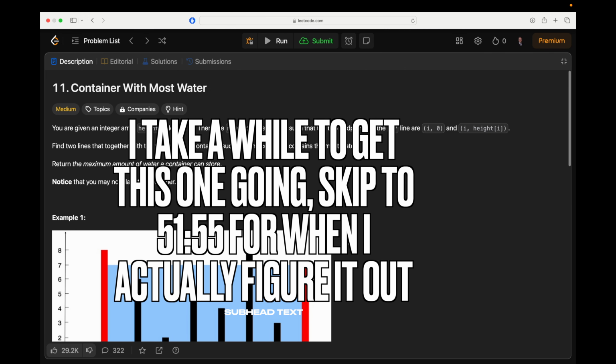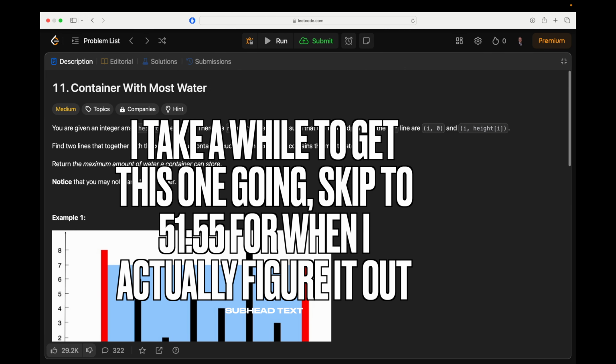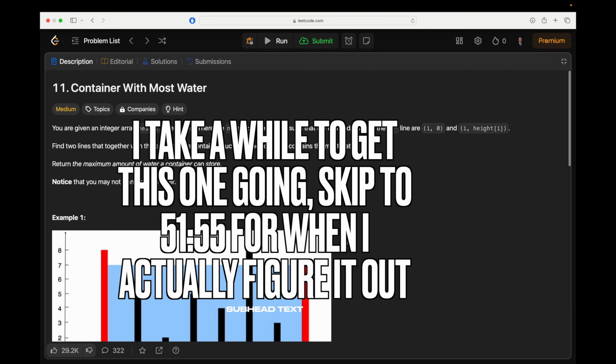Alright, this may be a mistake, but let's go into a medium one blind. Alright, we got number 11, container with most water.